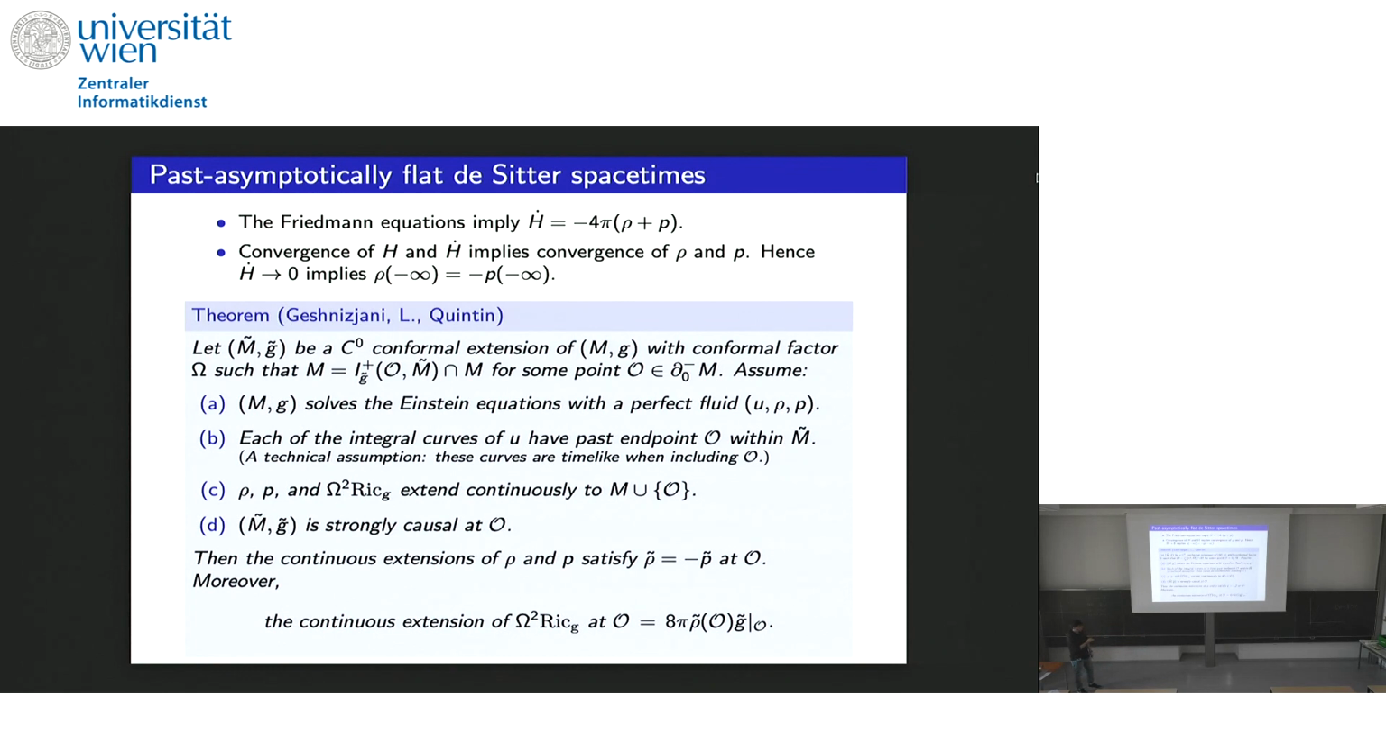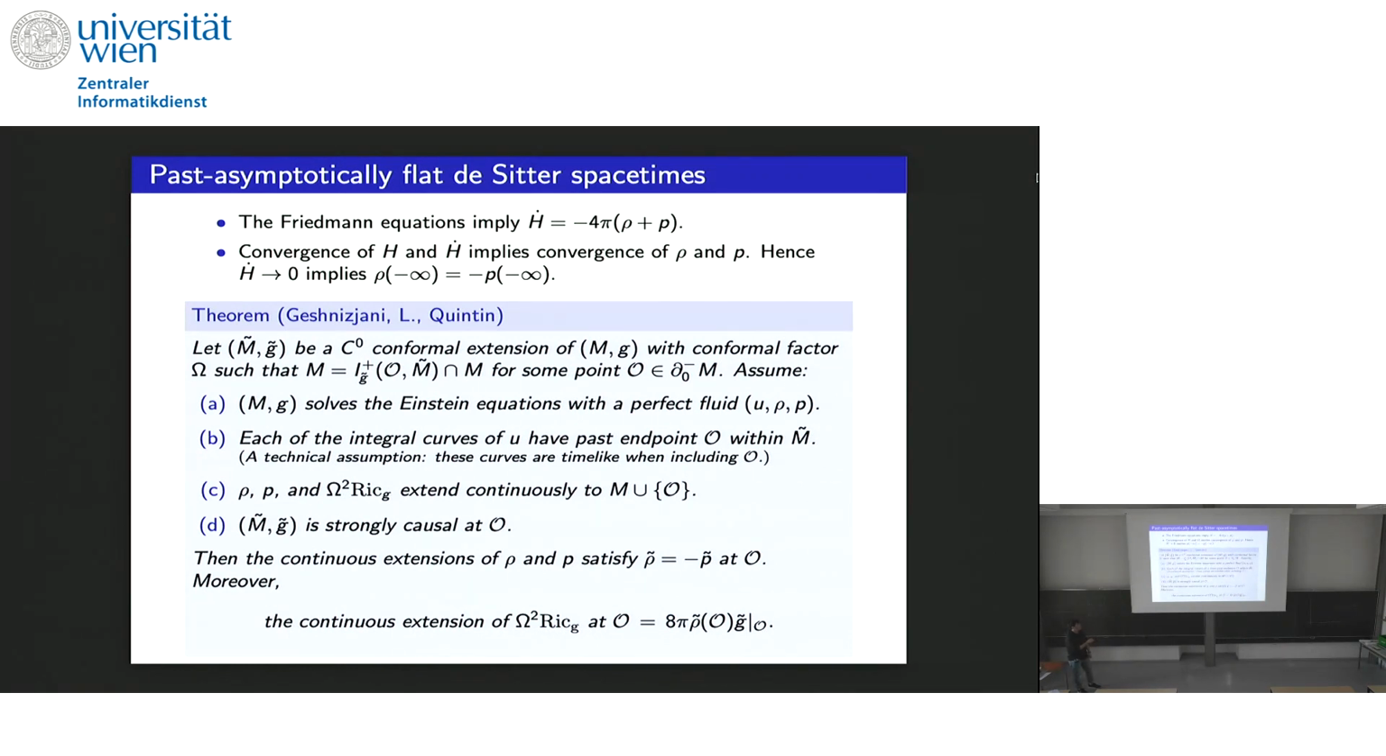So this is the analogous theorem of the one for Milne-like spacetime. So now (M tilde, g tilde) is a C0 conformal extension of (M, g) with a conformal factor omega such that M is equal to the timelike future intersected with M itself. For technical reasons, we had to say that, because you can see why that doesn't hold for the Einstein static universe. So now, for some point O on the past conformal boundary, assume (M, g) solves the Einstein equations for the perfect fluid.